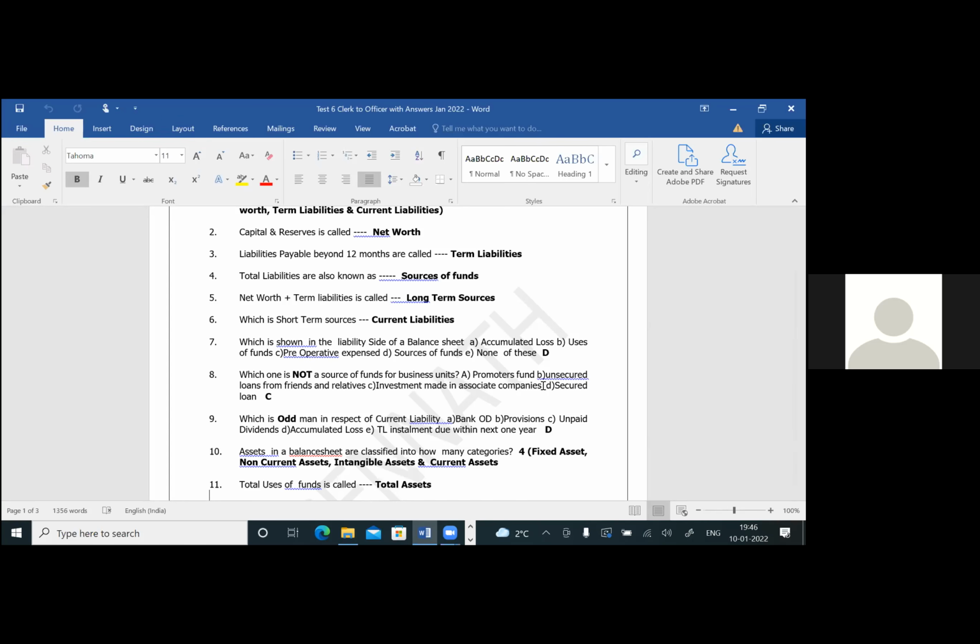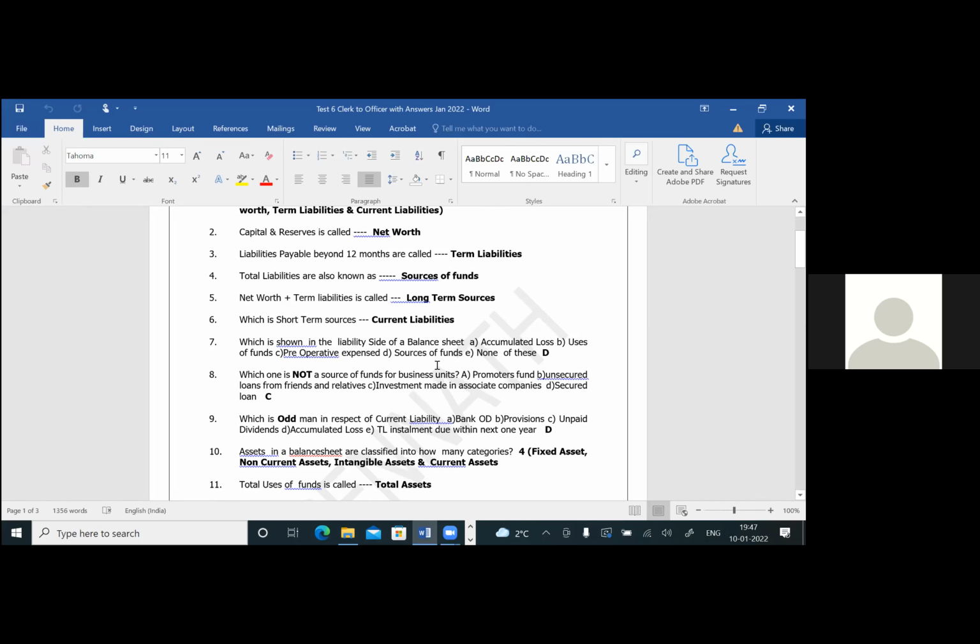So he has raised the sources and made some investment. It is a non-current asset. So promoters fund is net worth capital, which is a source. Then unsecured loans from friends and relatives, it is a term liability. It is a source. Investments made in associate companies, it is a non-current asset. Okay, that is an asset. Then secured loan, again it is a source.